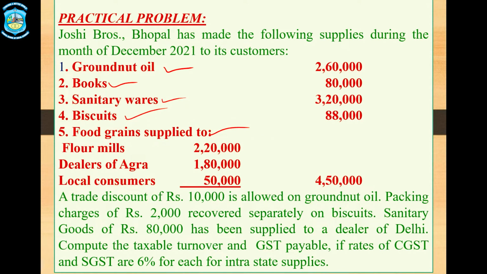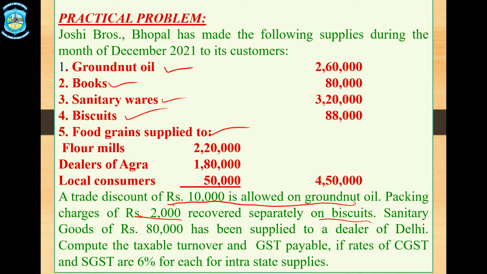At the end of this information, amount wise information, we also have some additional information, that is trade discount on the supply of groundnut oil. You can see it is 10,000 rupees. We have additional packing charges of rupees 2,000, that is on the supply of the biscuits. We also have additional information regarding the supply of goods to Delhi.